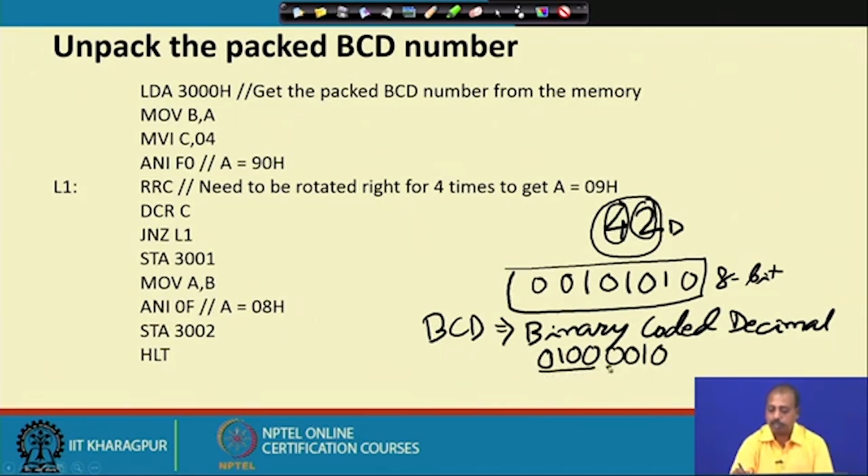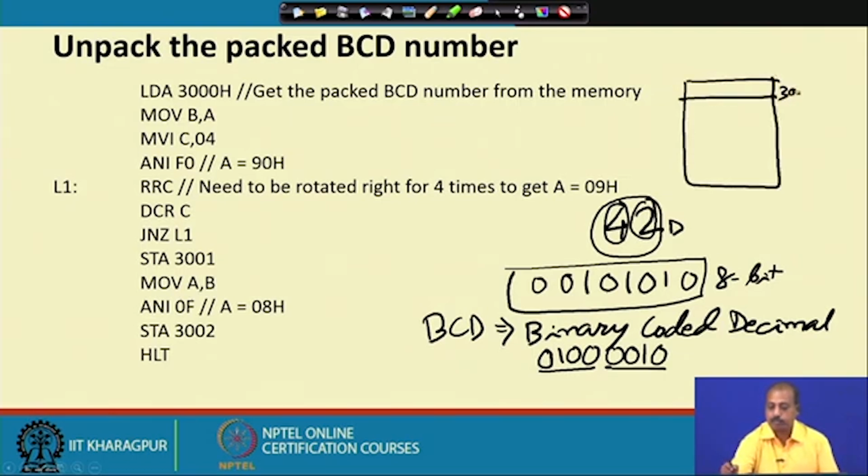So, first 4 bits and the next 4 bits. That is the BCD coding of the number 42. Now, suppose the number is stored at memory location 3000. So, at memory location 3000 we have the number 0100 0010. So, this is the 8-bit pattern that we have.